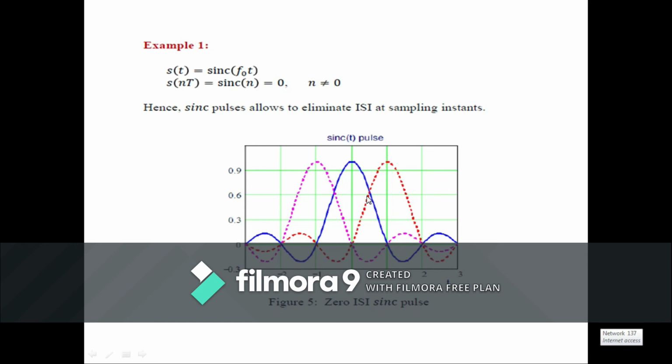Then an example should be given. Here is s of t, the cosine function of f_0 t, and s of nT which is equal to sinc of nT, where n is not equal to 0. Hence the impulse is allowed to eliminate the inter symbol interference at the sampling instant. Here the sampling instant should be given.